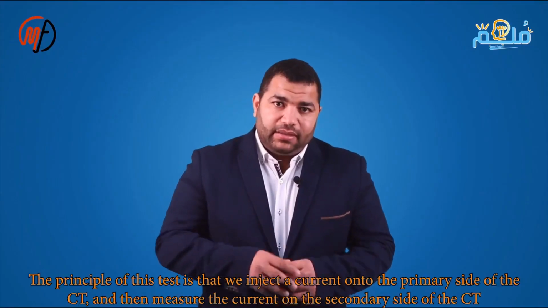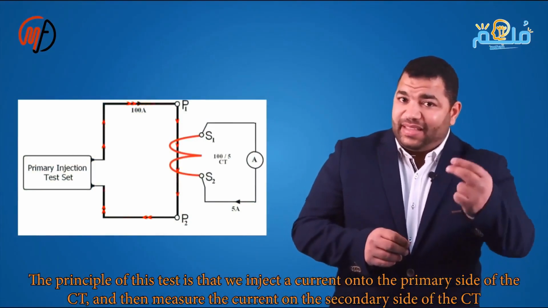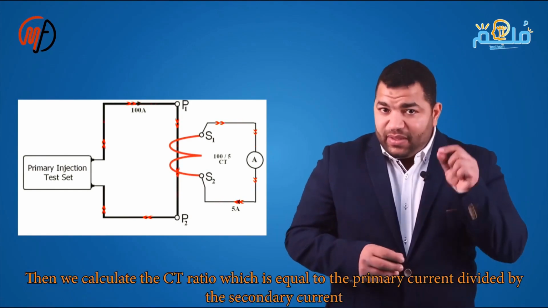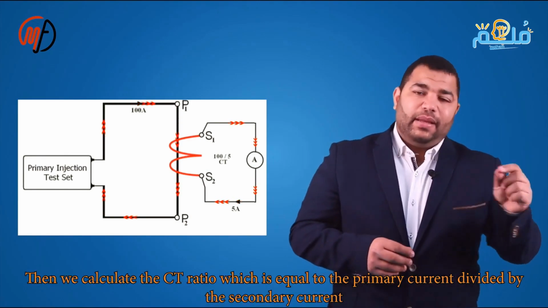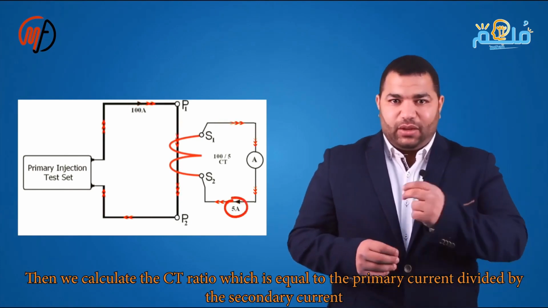The principle of this test is that we inject current on the primary side of the CT and measure the current generated on the secondary side. Then we calculate the transformation ratio, which equals the CT primary current divided by the CT secondary current, and we compare it with the transformation ratio found on the nameplate. After that, we calculate the error ratio between them.